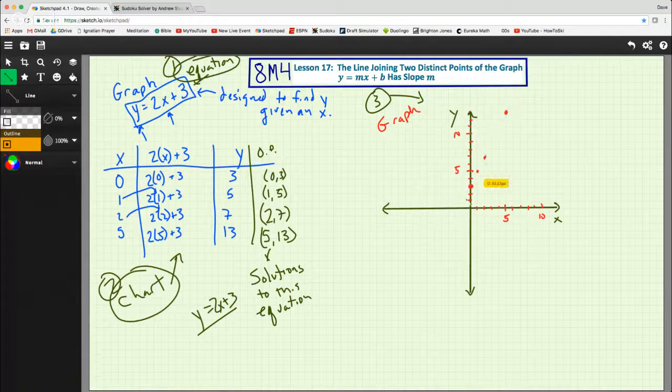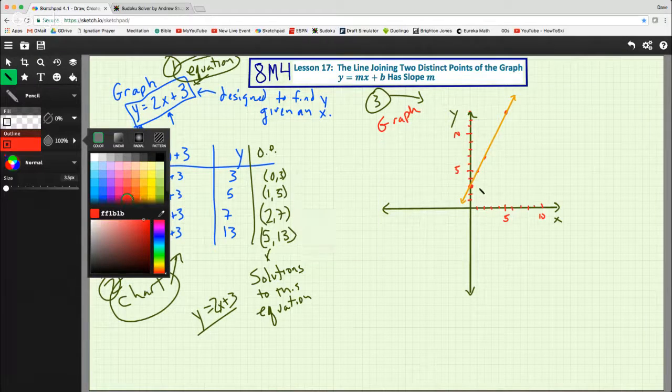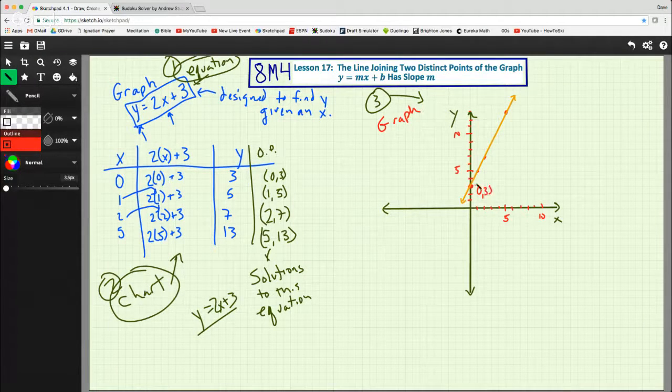Whoops. Let me go right through all the points. There you go. And there's our straight line, and it goes through all the points. So we know that we've graphed it right. And we can even plot our points. And so we get 0, 3, 1, 5, 2, 7, and 5, 13.